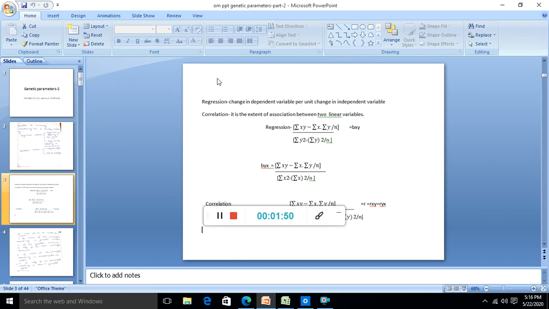So suppose we say that there are two variables, like if the distance covered by any vehicle is varying proportionately with respect to the speed. It means distance and speed are having a particular regression coefficient. This regression is the change in dependent variable per unit change in independent variable. And correlation is the extent of association between two linear variables.